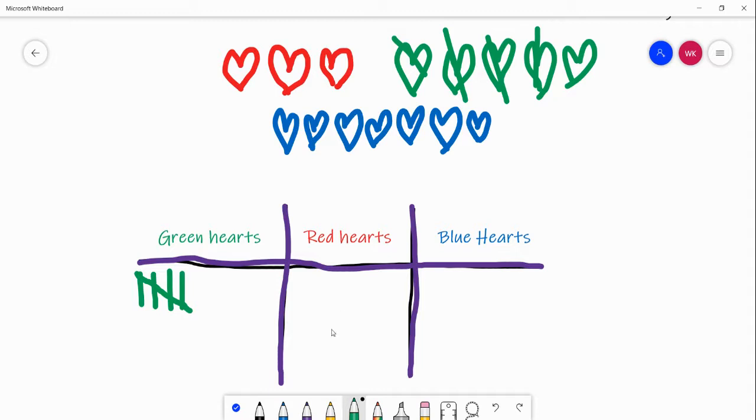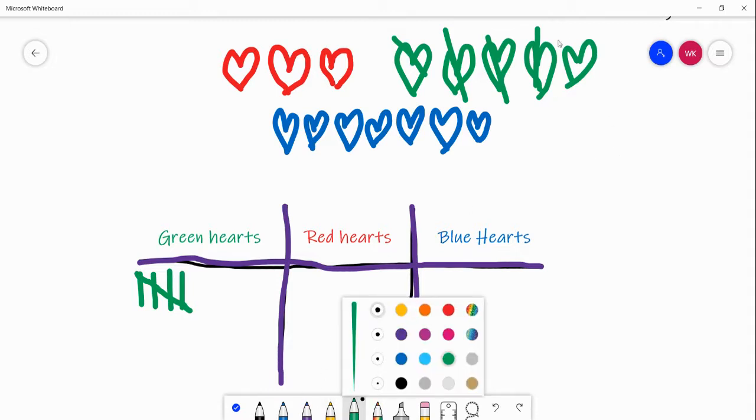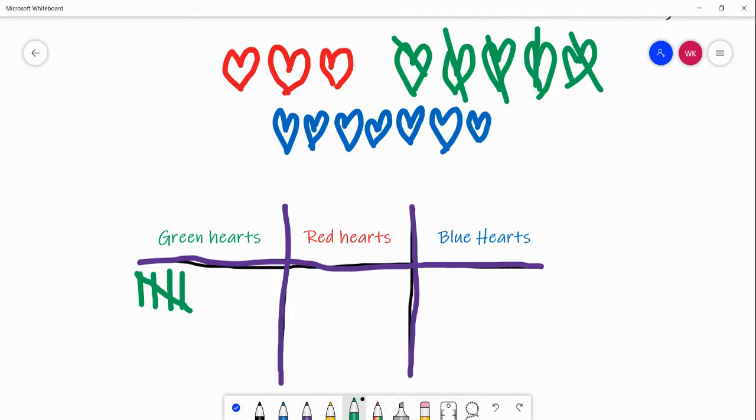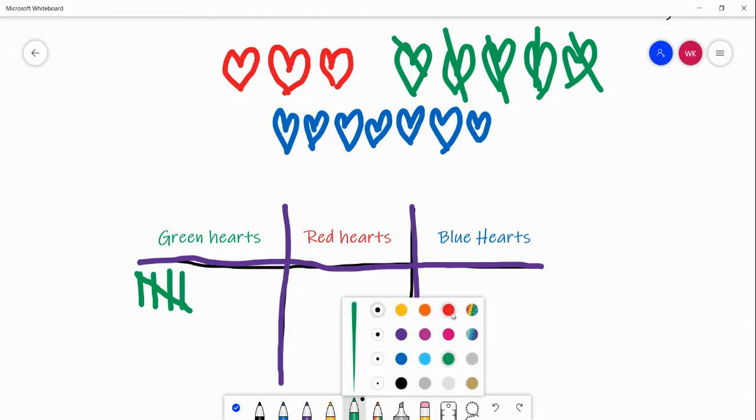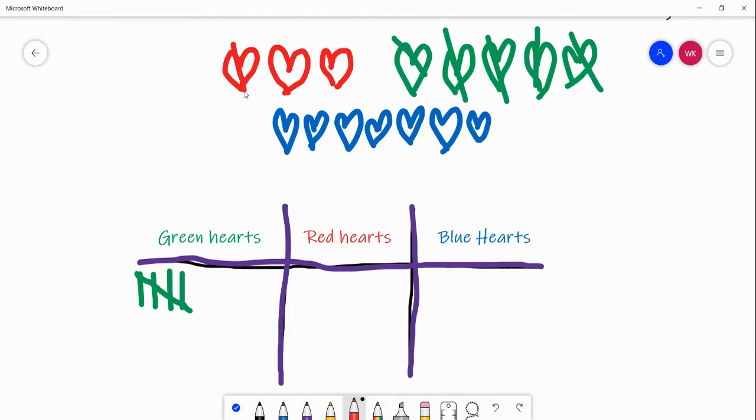All right, so let's look at our red now. I'm going to cross this one out first so we know that we used that one. Now our red hearts, we have 1 red heart, so we're going to put a tally mark. 2 red hearts. And 3 red hearts. We're going to make 3 tally marks. So red has 3 tally marks.